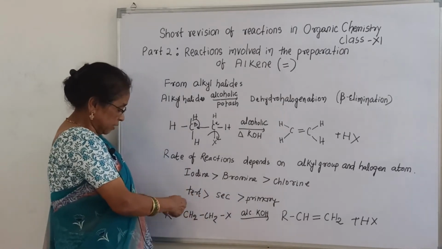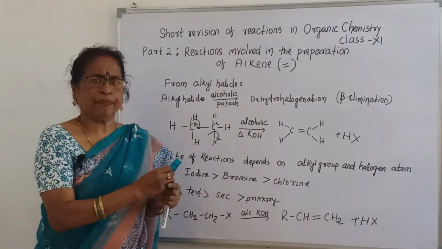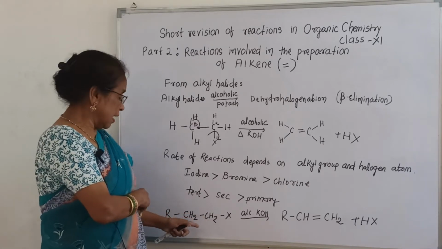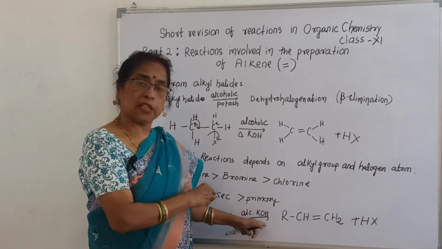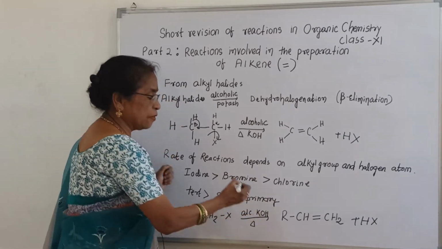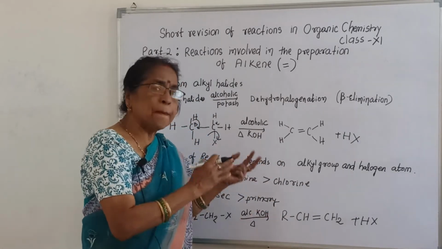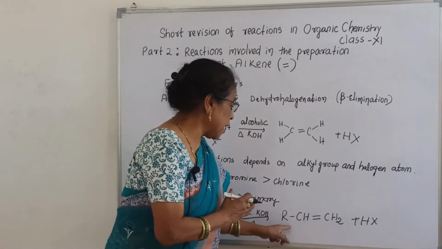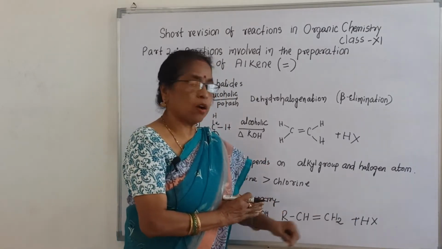So here you can see one example. If you take simply a primary group, here a primary halide is there, and you will take alcoholic KOH and heat it. When you heat it, it will give alkene. R is one alkyl group, so it is simply a primary alkyl halide. The primary alkyl halide will give one alkene plus HX.